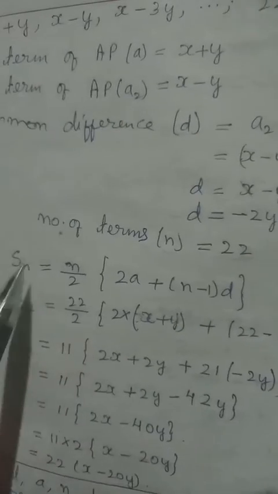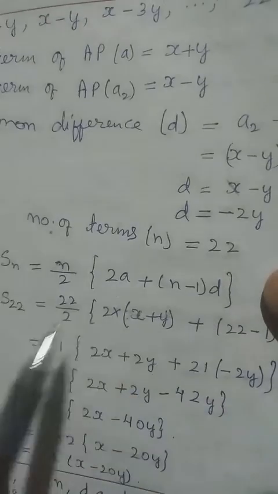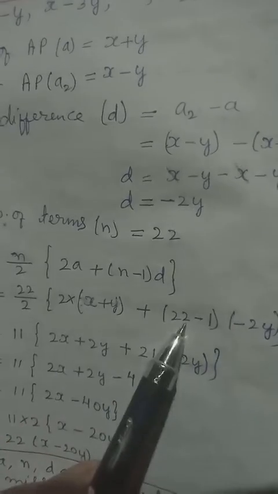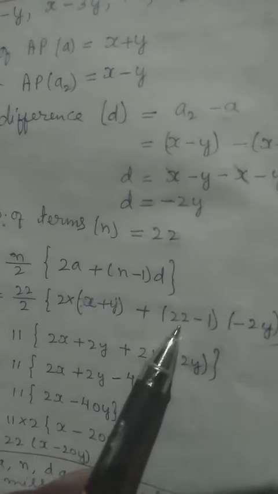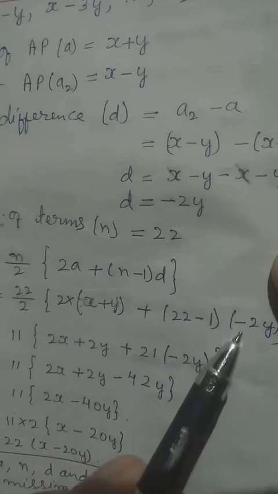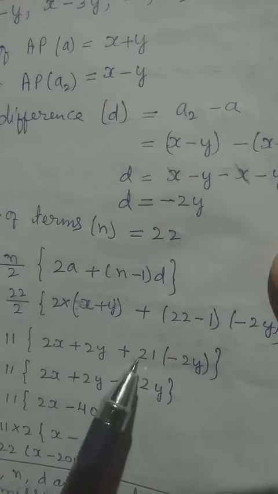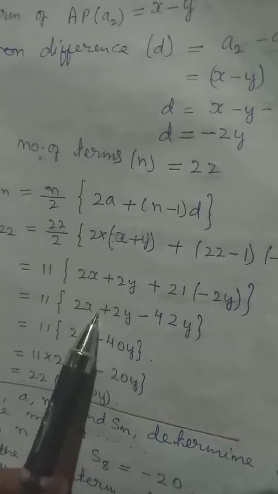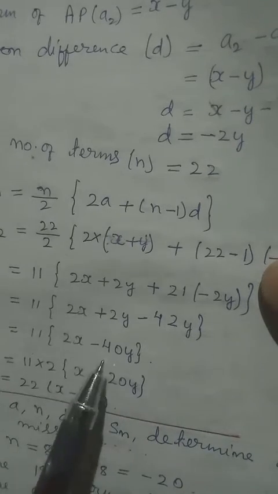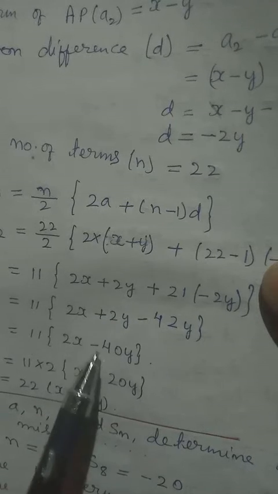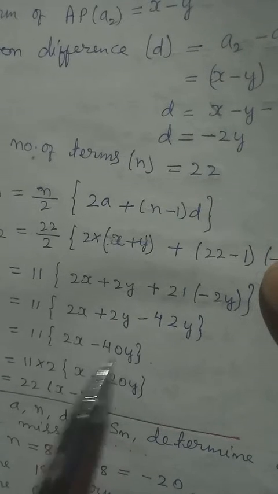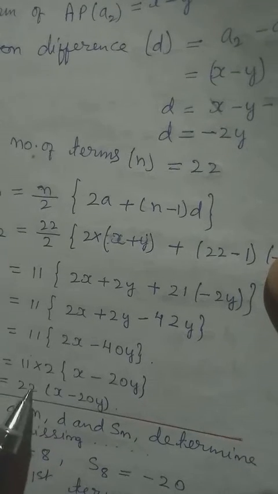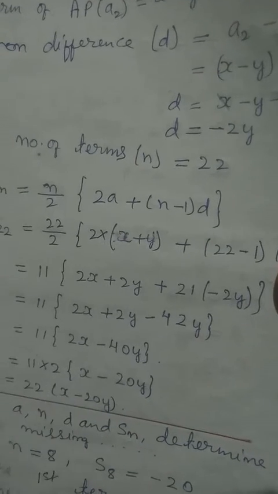We have to find the sum, so let's use the Sn. N already given 22. A we get x plus y. D we get minus 2y. N we know 22. So here both numbers we can subtract. 22 minus 1 will be 21, minus 2 into minus, then 21 into 2, 42y. 2 into x, 2 into y. So 2x, we cannot do anything, leave it there. 42 minus 2 will be 40. Here we have 40 and 2. Even numbers, we can take 2 common outside. So 2 into 11, 22. Here we cannot subtract, we cannot add, so we leave that as the answer.